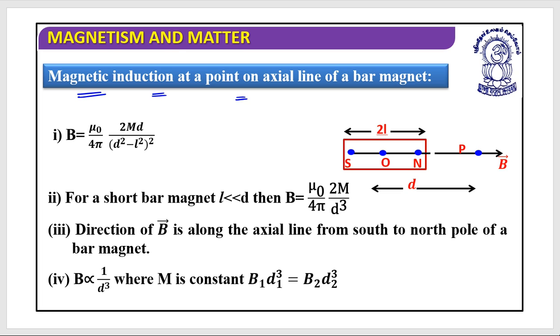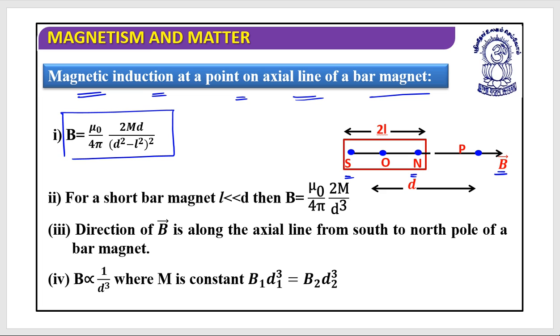Now let's work on the magnetic induction. Magnetic induction at a point on the axial line of a bar magnet. So what is the axial line? Let's suppose this is the south pole, this is the north pole, and if we are on this line, on the same line as the axis of the magnet, then this can be considered as the axial line. So when we want to find the magnetic field on the axial line, B is equal to mu naught by 4 pi into 2 m l divided by (d square minus l square) whole square.